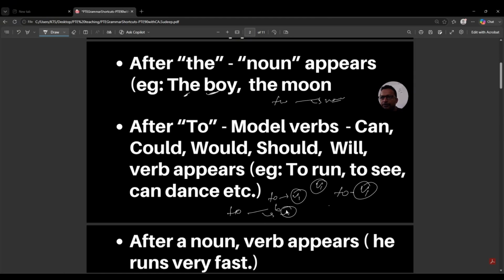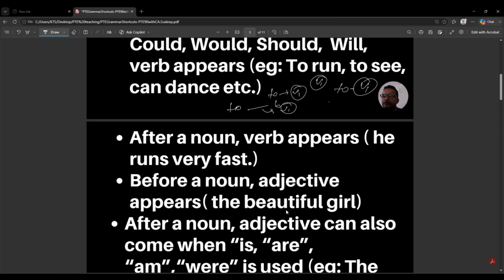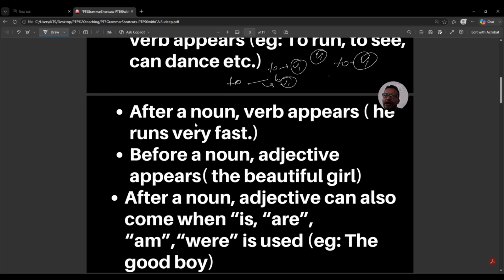Okay. After a noun, a verb appears. For example, he runs. After a noun, a verb appears. He runs very fast, right? So he is a noun or pronoun, whatever you call it. After he, that is runs. See, run is a verb. So he runs because of the subject verb agreement. Remember that she runs, they run, right? So he runs very fast.